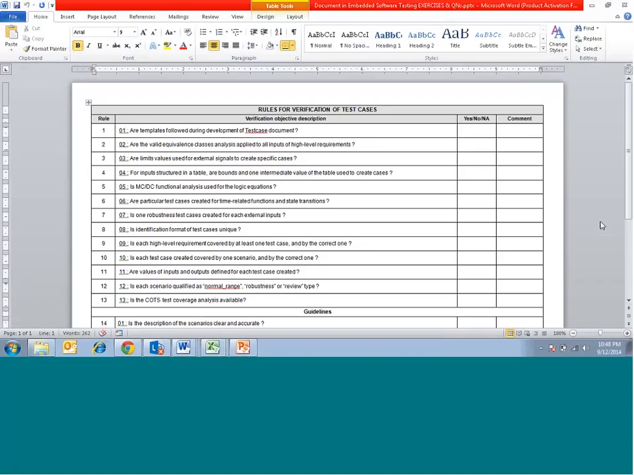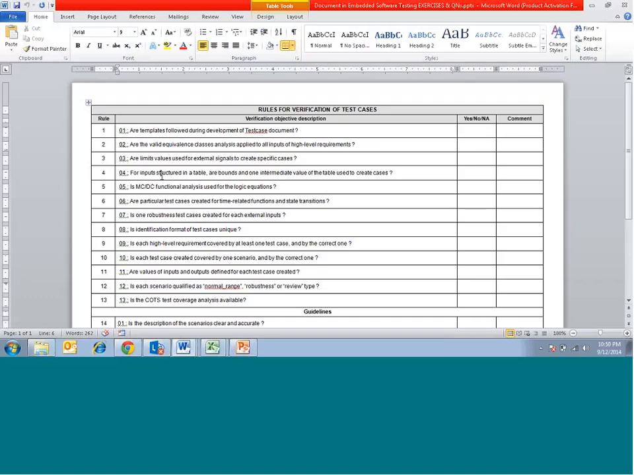Okay. So this is an example template. Generally they use it. It is again specific to the organization or the customer or the specific process that is being followed in the type of embedded software. Let's try to go through this and try to fill up the checklist on what we have done so far.